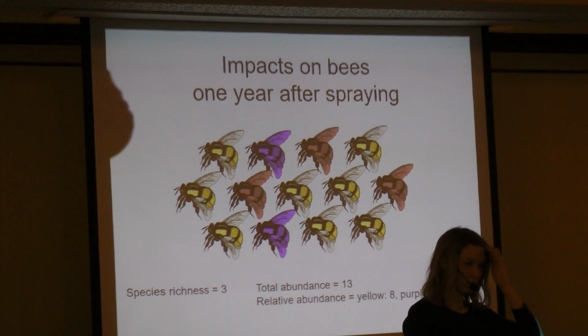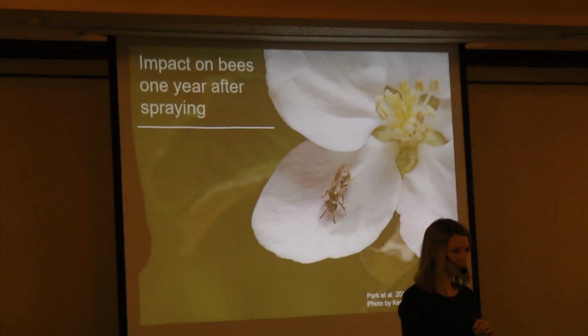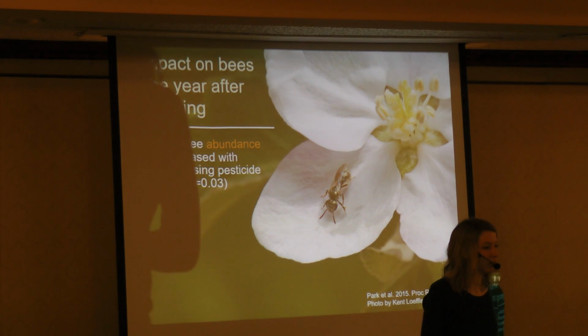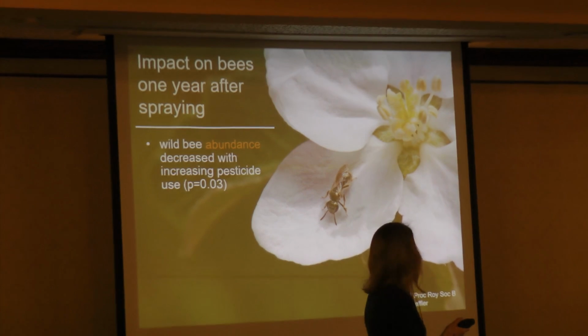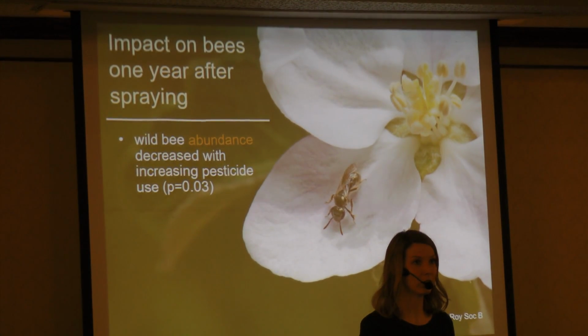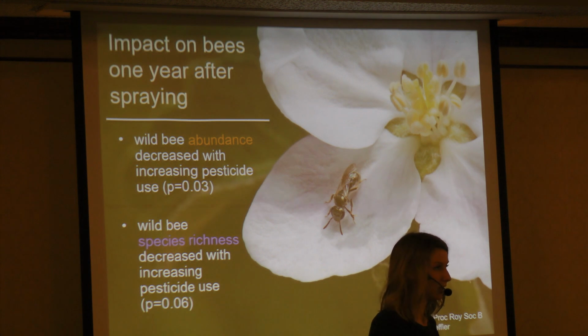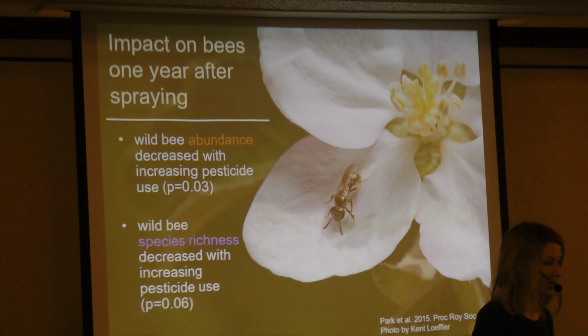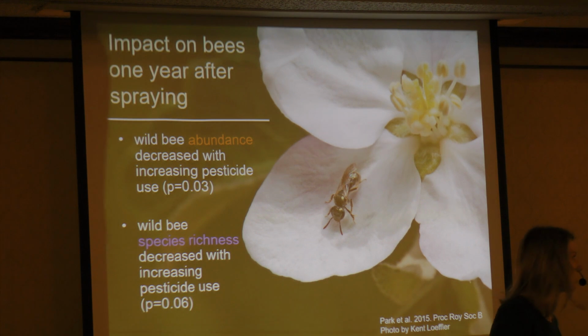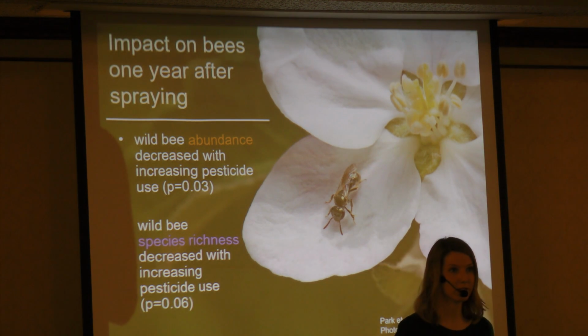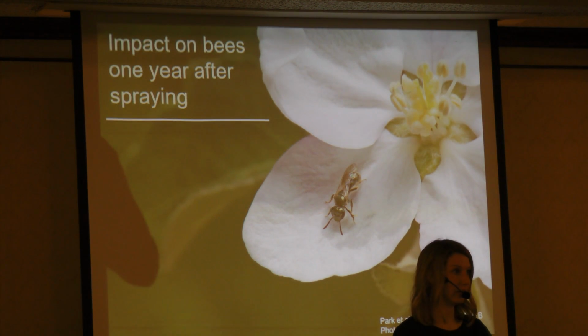So what did they find 1 year after spraying? They found that with increasing pesticide use, there was significant decreases in wild bee abundance, or the number of bees that were present in those orchards. The next finding was almost significant, but it's a marginal effect, and it's that wild bee species richness decreased with increasing pesticide use. So he wanted to look at it a couple different ways. He wanted to see if certain groups of bees were more susceptible than others. And what he chose to do was looking at social bees versus solitary bees.